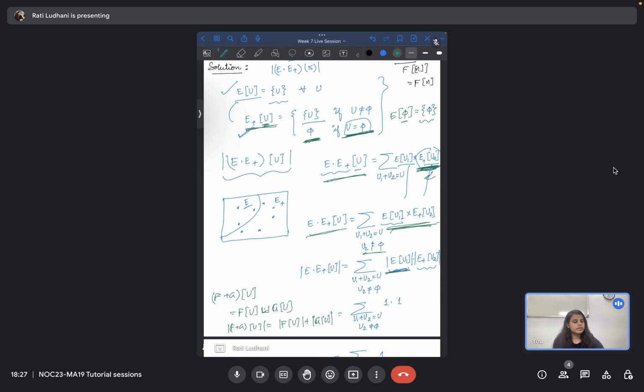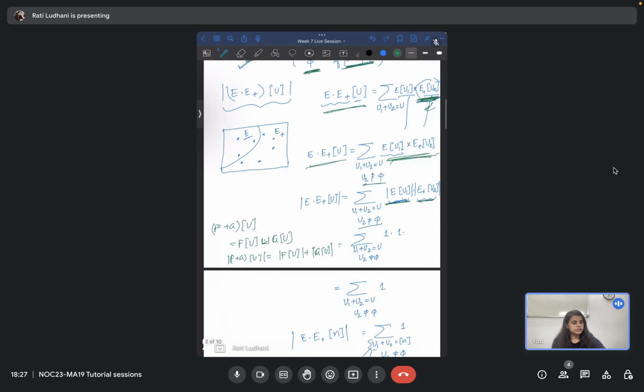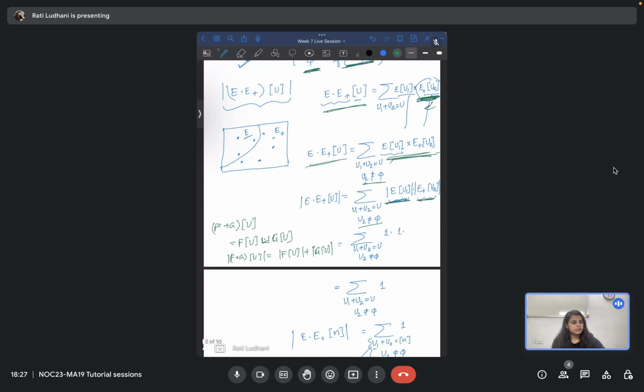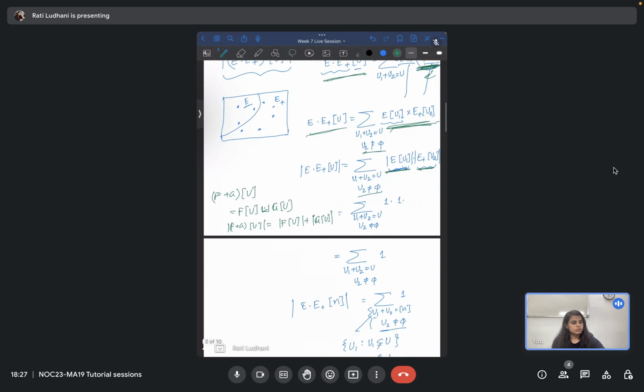And now E(U1) is 1, and E plus (U2) is also 1, because these are singleton sets. So you get 1 times 1, and we have removed the possibility of U2 being empty, so that means we are okay. So this is 1 times 1, and this is just 1. So these are what?